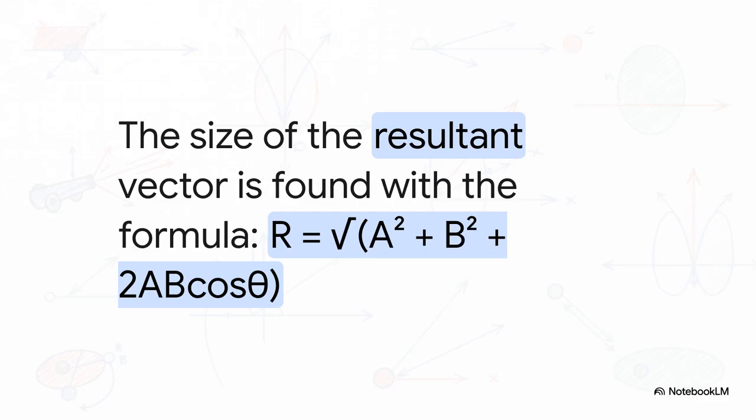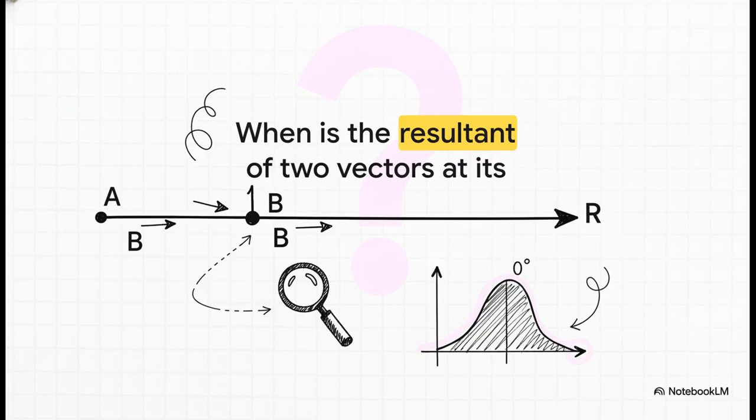That little extra bit, the 2AB cos theta part, that's the secret sauce. It's the magic ingredient that takes care of the angle between your vectors, making this thing work every single time. All right, let's do a quick check. Looking at that formula right there on your screen, when do you think the resultant vector R is going to be at its absolute biggest, its maximum value? Hint, take a close look at that cosine part.